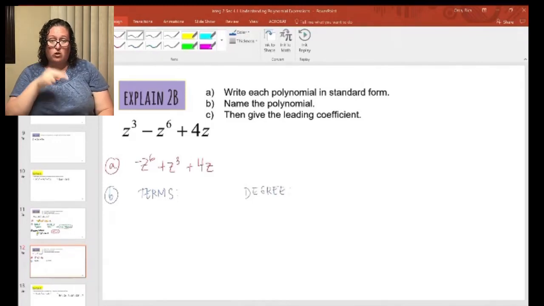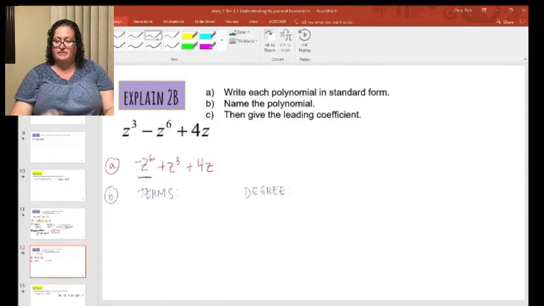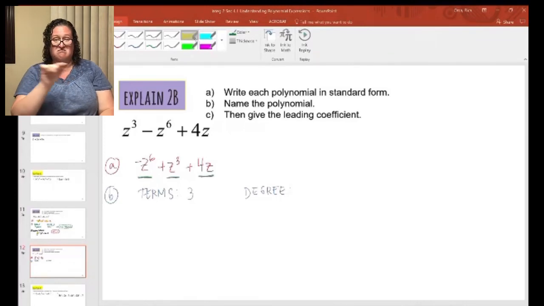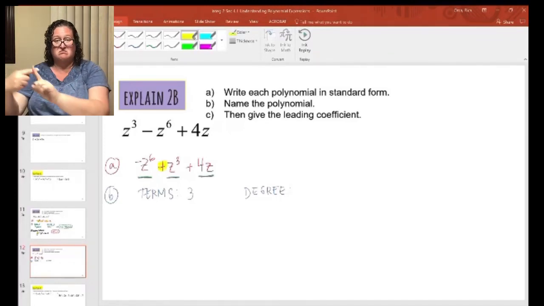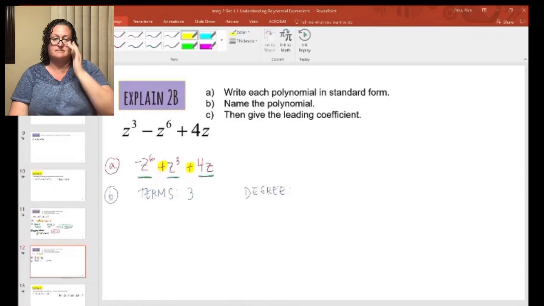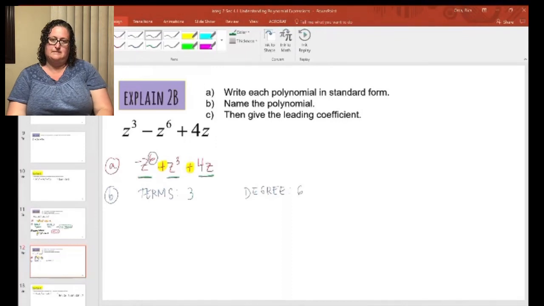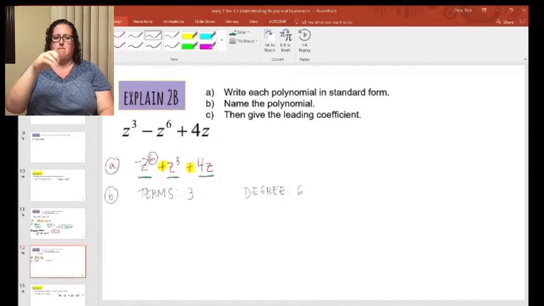If you look at the expression, you can see that we have three terms, 1, 2, 3. And those terms are separated by the plus signs. Now let's look at the degree. The degree is going to be your biggest exponent, and the biggest exponent is a 6. Now let's go ahead and name the polynomial. We know that the number of terms is 3, which means that this is a trinomial.